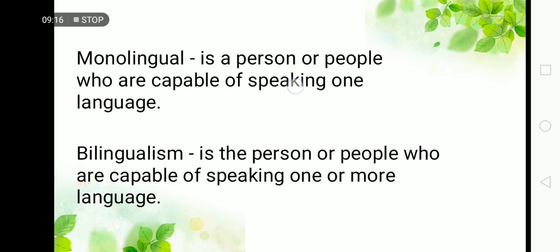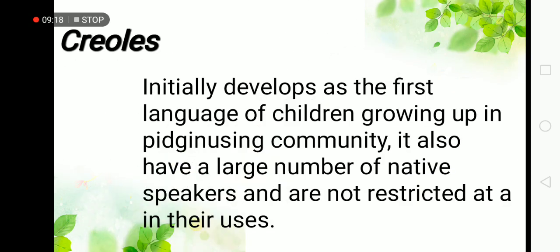Next is Creoles. Creoles essentially developed as the first language of children growing up in a pidginizing community. They also have a large number of native speakers and are not restricted in their uses. So Creoles are languages that become the first language of children.